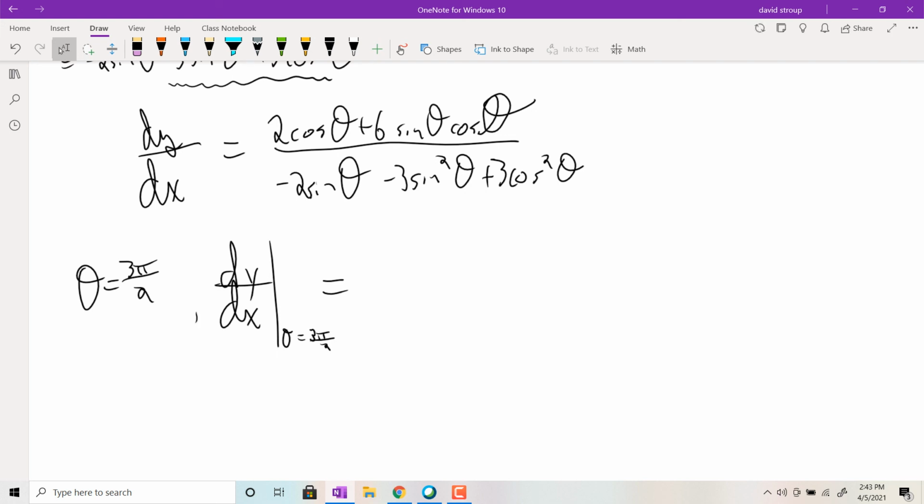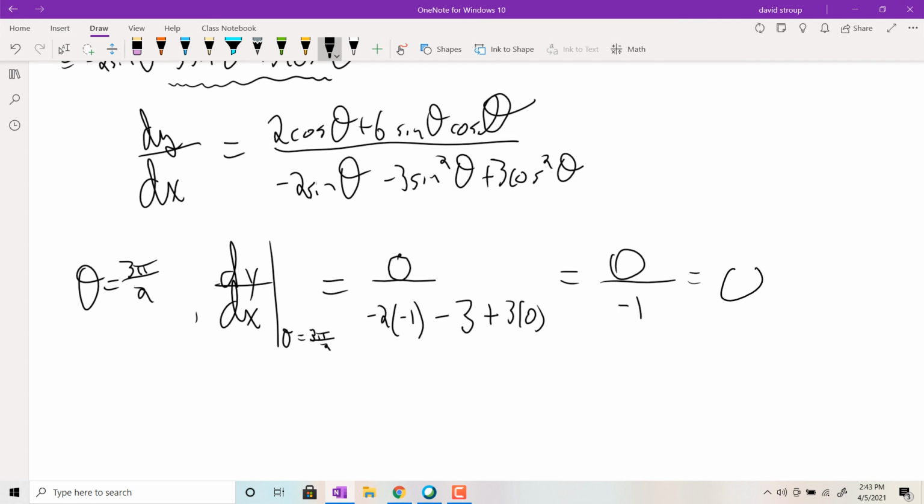That will equal, cosine of 3 pi over 2 is just 0. So it looks like the numerator is 0. And then the denominator will have -2 times sine of 3 pi over 2, which is -1, and then minus 3 times -1 squared is +1, and then plus 3 times 0. So basically you're going to get 0 all over -1, which is 0. Okay, so the first guy is 0.